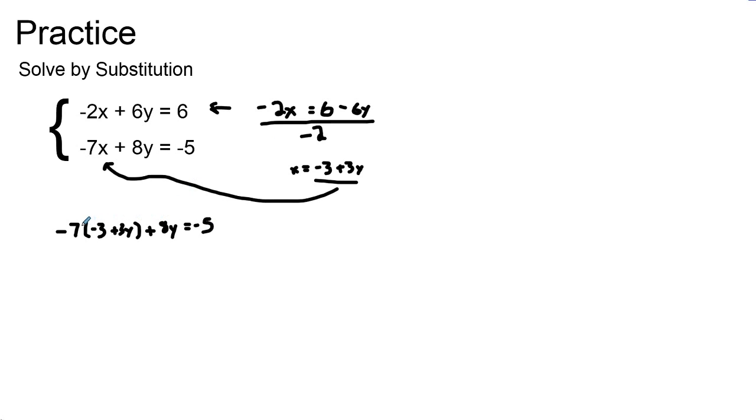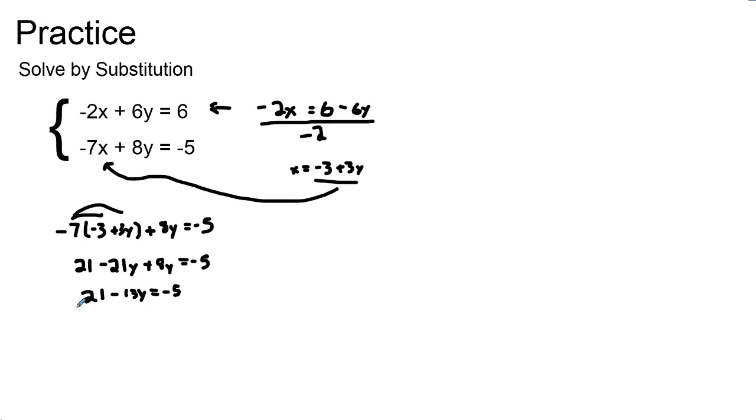Okay, so the next step, according to my step-by-step guide, is to use the distributive property. And just remember, I'm distributing the negative sign too. So -7 times -3 is positive 21. -7 times positive 3y is going to give me negative 21y. And then I still have that additional 8y. And that's equal to -5. So I'm going to combine some like terms here. I've got 21, minus, so negative 21y plus 8y is negative 13y, is equal to -5.